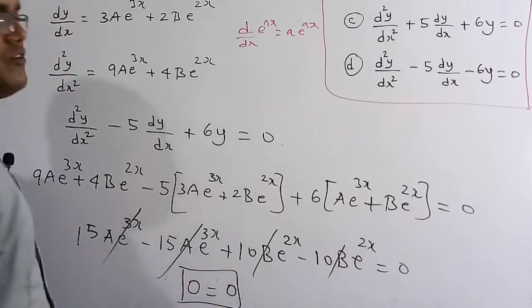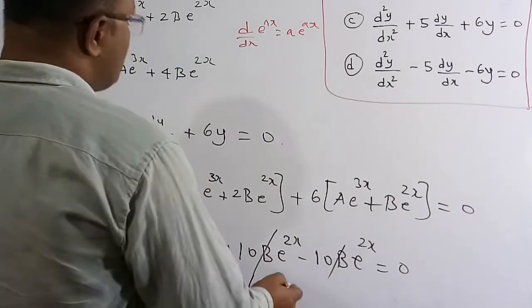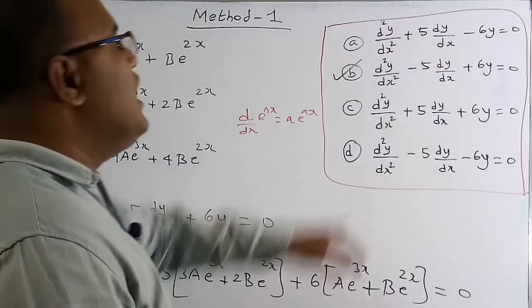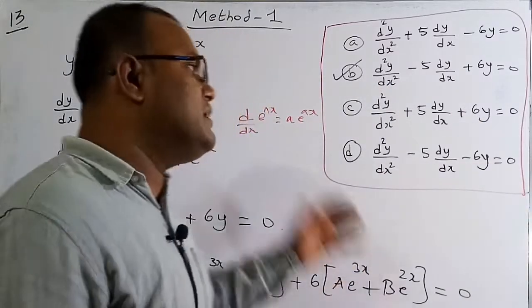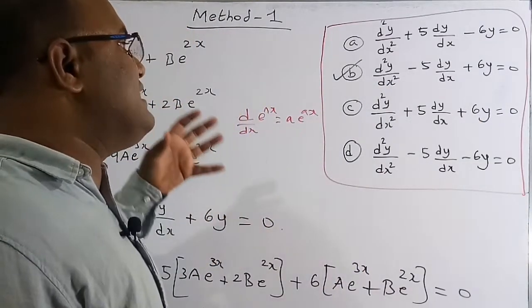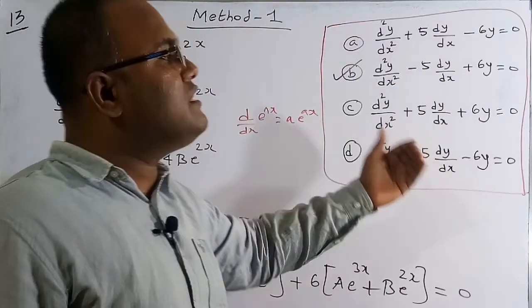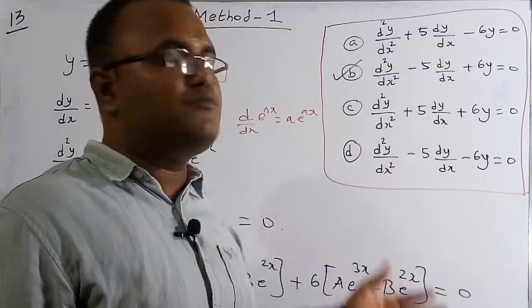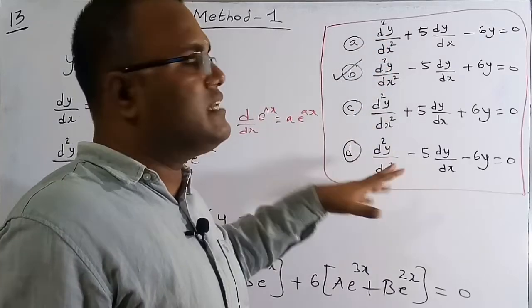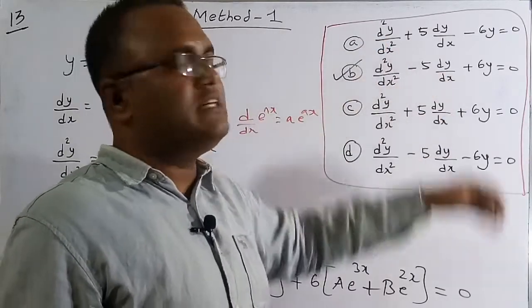So finally 0 is equal to 0. Therefore LHS is equal to RHS, so we can say option B is a correct solution. But if you substitute d square y by dx square, dy by dx and y in the remaining equations, definitely you are going to get a non-zero result. So we can say A, C, D are incorrect. Only option B is the correct solution.